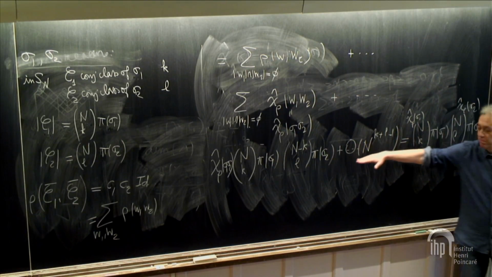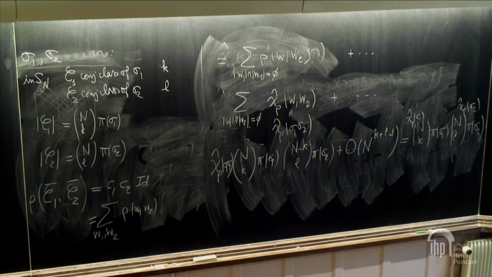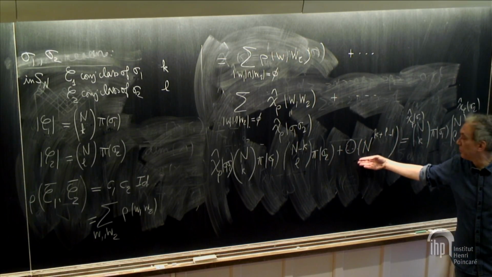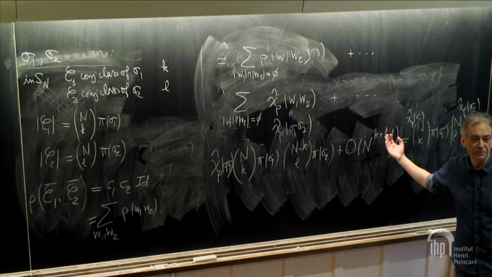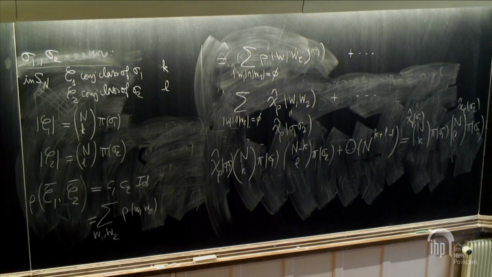There are all the terms that you get when your permutations have some points in common in their support. I don't want to count them. I just say that their number is big O of n to the k plus L minus 1. At least one of the two has to coincide, so the number of choices is smaller. So essentially you are writing what you have just on its right. Essentially this is what is here. You just divide by n to the k plus L.